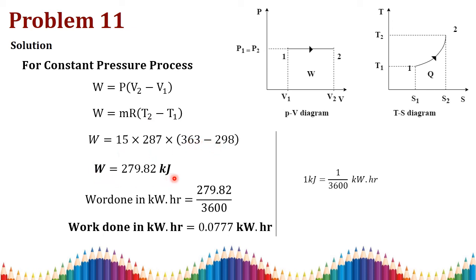But in the question, they asked about the electrical energy supplied in kilowatt hour. So we need to convert this unit into kilowatt hour. 1 kilojoule is equal to 1 divided by 3600 kilowatt hour, that is 60 seconds into 60 minutes. So we need to do that. Work done in kilowatt hour is equal to 279.82 divided by 3600. So you will get work done as 0.0777 kilowatt hour.